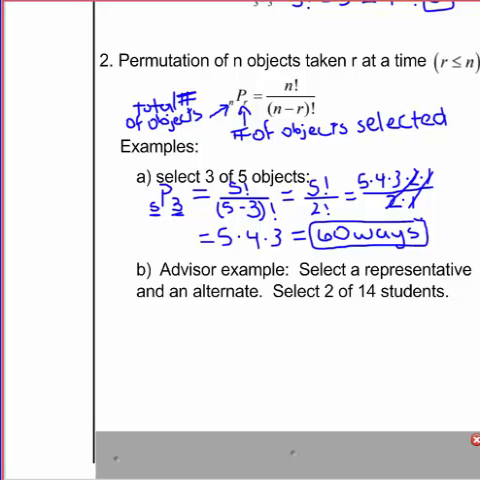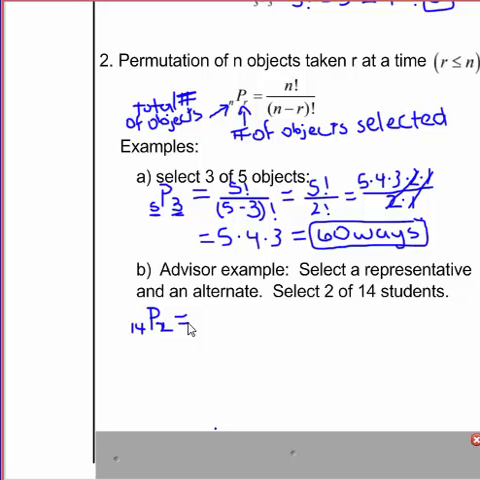So I had 14 students, and we were selecting 2 of those students because the order made a difference. This is a permutation. So we would set it up. Total number goes first, so that's the 14. P, and we are selecting 2, so that number goes second.